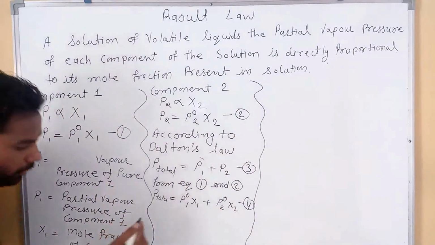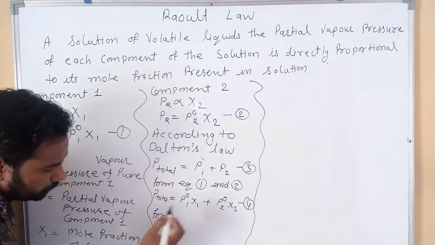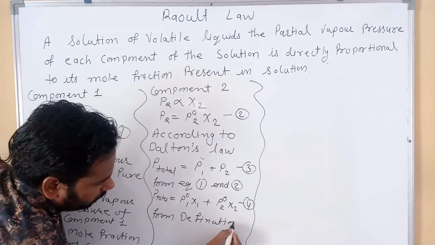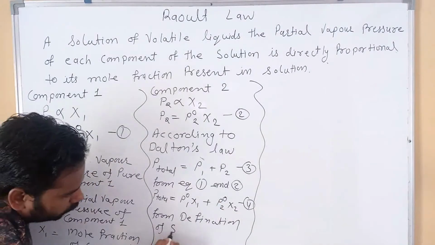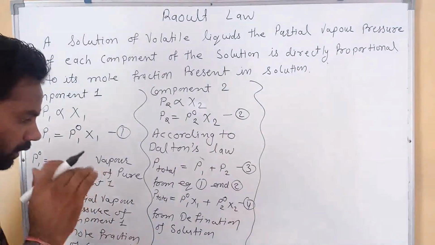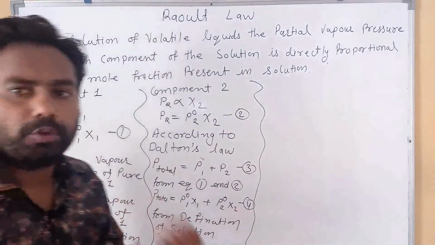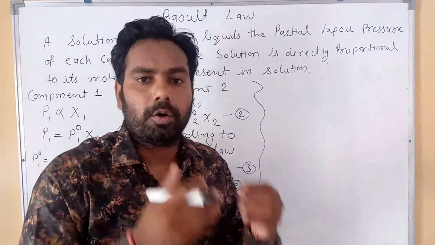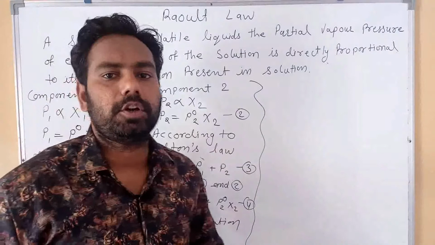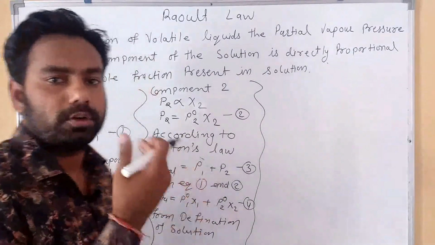Okay, from the definition of solution, we clear that the solution is a homogeneous mixture of two or more than two components. Okay, solution is a homogeneous mixture of two or more than two components.